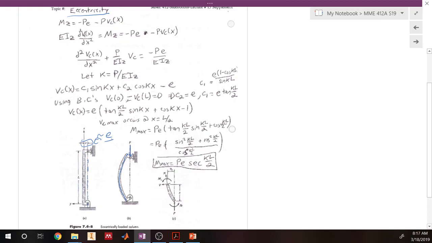All right. So we can say that the moment along the column for our applied load P is equal to that applied load P times the eccentricity, plus the applied load P times the displacement of the column along the length. We also know that M_z of x is equal to the Young's modulus times the moment of inertia times the second derivative of the displacement function along x.